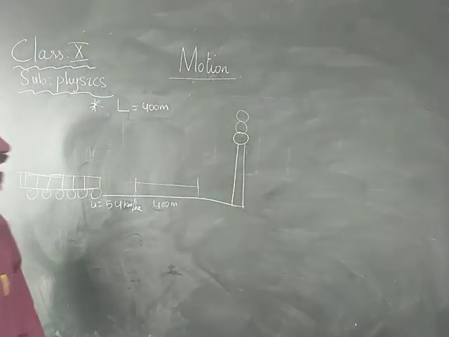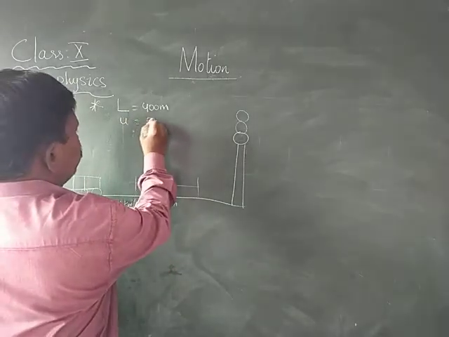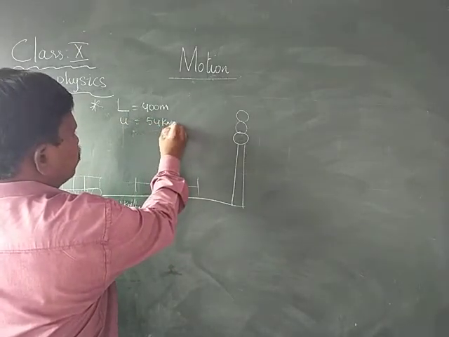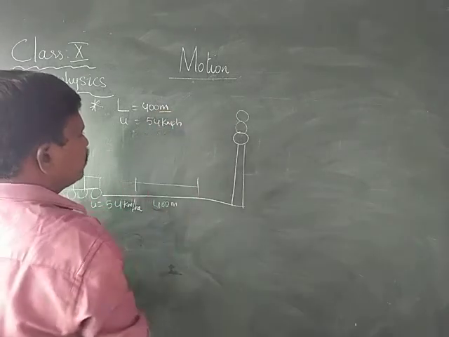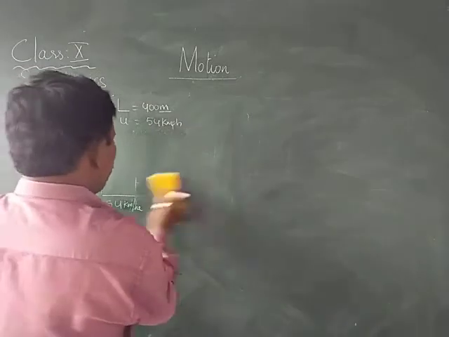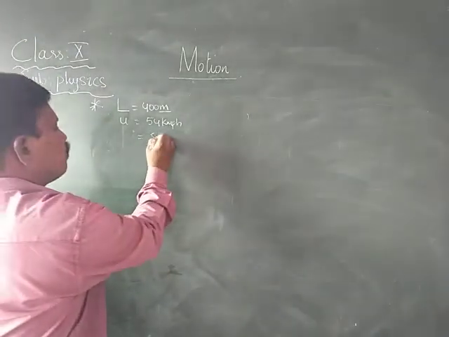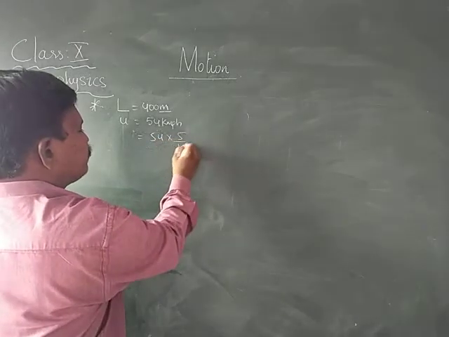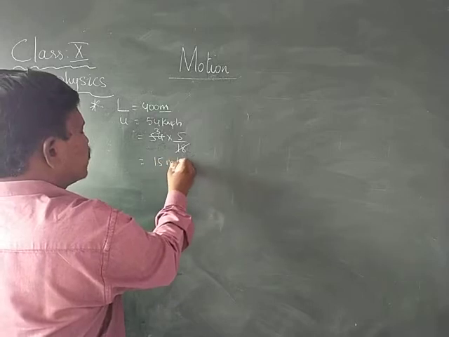The speed of the train is 54 km per hour. U is equal to 54 km per hour. But here the distance is given in meters, and the speed is given as 54 km per hour. Therefore, first you convert kilometer per hour into meter per second. 54 into 5 by 18. 18 times 3 is 54, so that is equal to 15 meter per second.